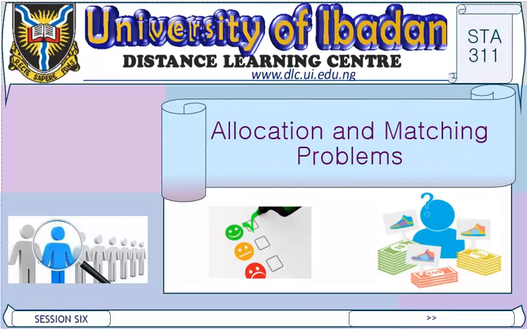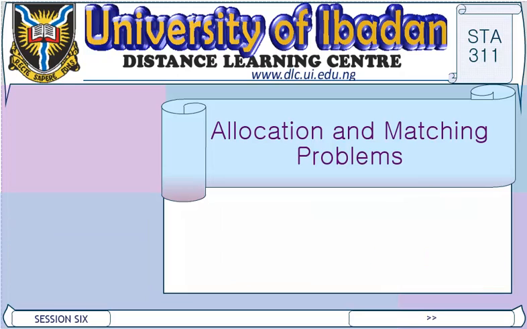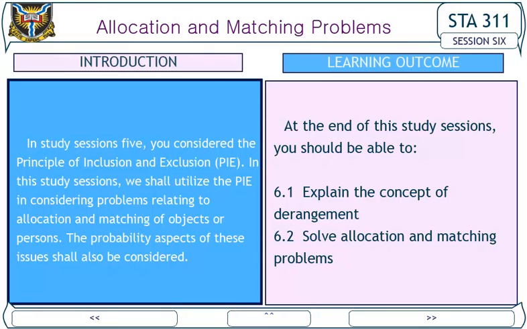Study Section 6, Allocation and Matching Problems. Introduction. In Study Section 5, you considered the principle of inclusion and exclusion, PIE. In these study sessions, we shall utilize the PIE in considering problems relating to allocation and matching of objects or persons. The probability aspects of these issues shall also be considered.